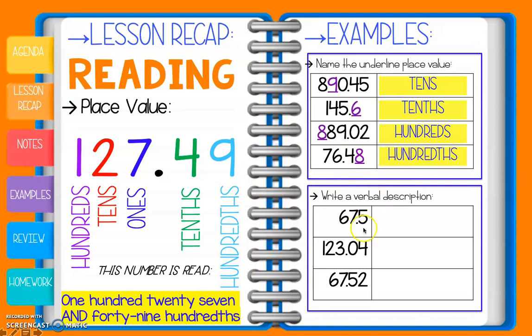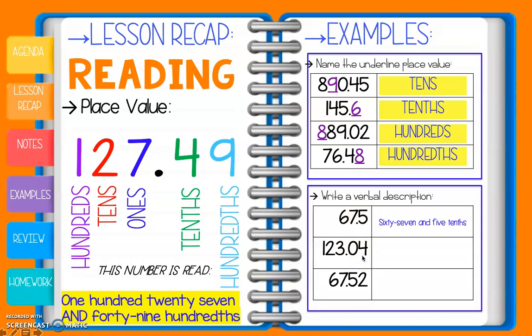Okay. All right, so now what we're going to do is take a look at these numbers and write a verbal description, or like how we would read it out loud. Okay, I have a 6 in the tens, a 7 in the ones, and a 5 in the tenths place. So we know that that is 67 and 5 tenths. 67 and a 5 in the tenths place, 5 tenths.